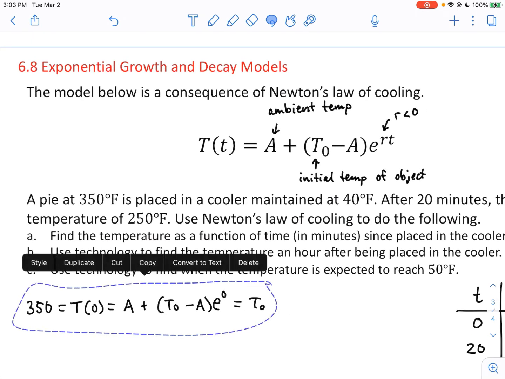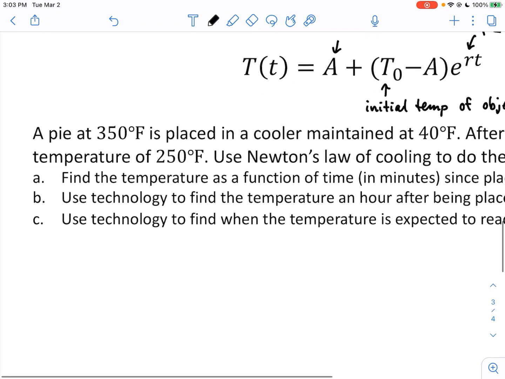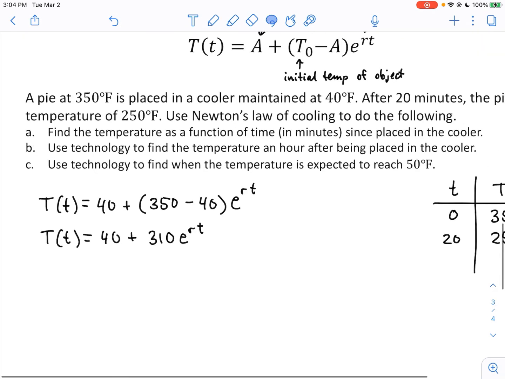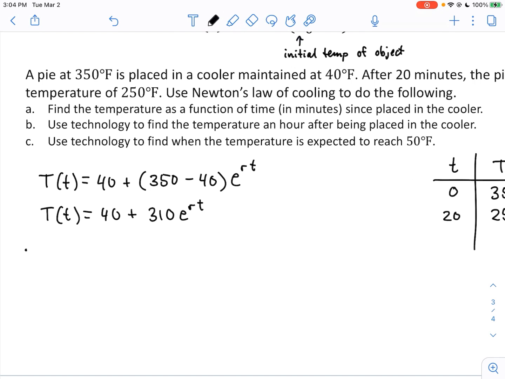So what I'm going to do is just skip this and go straight to plugging in A and T naught with the known values. So our model becomes temperature at time T is equal to the ambient temperature, which is 40, plus the initial temperature of the object, which is 350, minus the ambient temperature of 40, times e to the RT, which I'm going to simplify what's in the parentheses and write as 40 plus 310 e to the RT. This is our model, and the only thing that we need to now find is R. We're going to use this second bit of data. So we know that 250 will be the temperature at time 20 minutes.